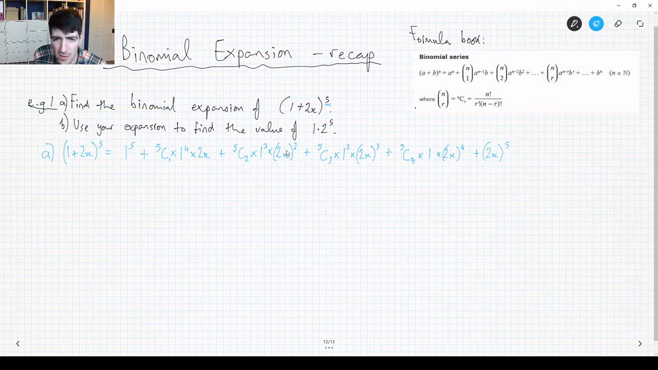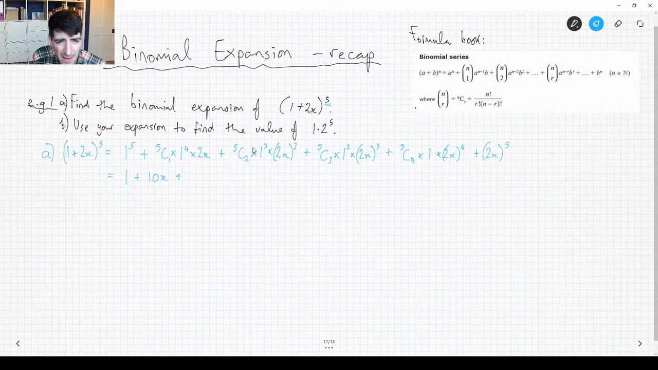So that's what it's going to look like. So now if we work this out and write it in ascending powers of x, you can see that the first term is going to be 1. Now this is going to be the first term on the fifth row of Pascal's triangle, so it's going to be 5 times 1 times 2x, 10x.